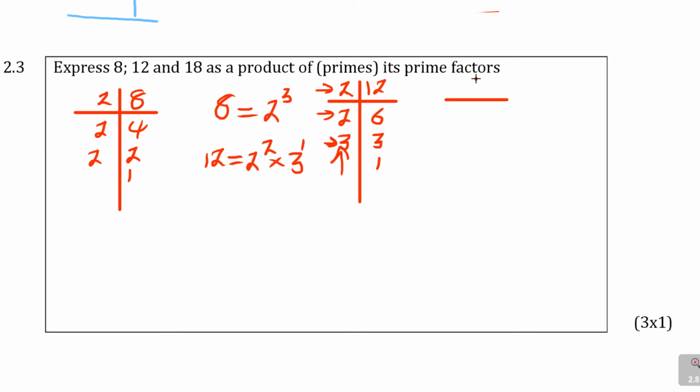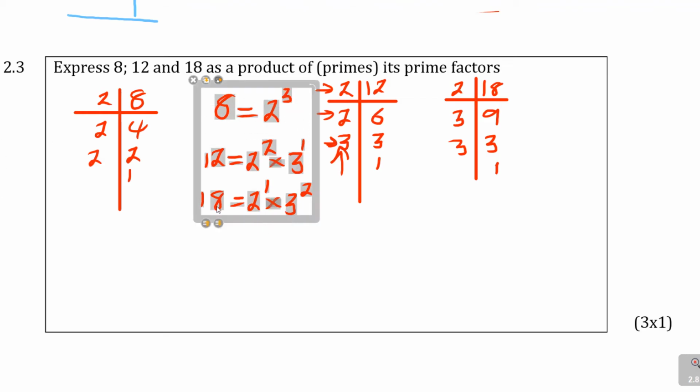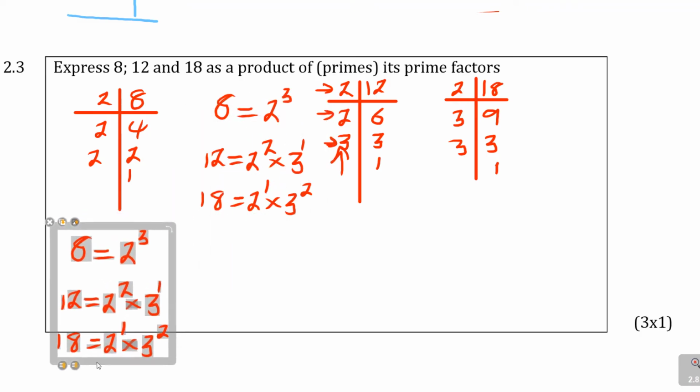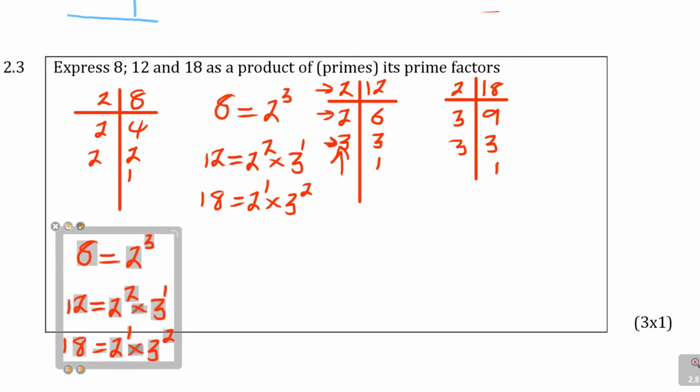Is 18. If they say I need to express 18 as a product of its prime factors, you start by 2. 2 into 18 is 9, followed by 3. 3 into 9 is 3. 3 into 3, it's 1. At the end, you must have 1. So if I can have now my 18 is equal to 2 to the power 1 times 3 to the power of 2. So I think you can see now what I have here. So if I can take this out of the way here and say this is what I'm having.